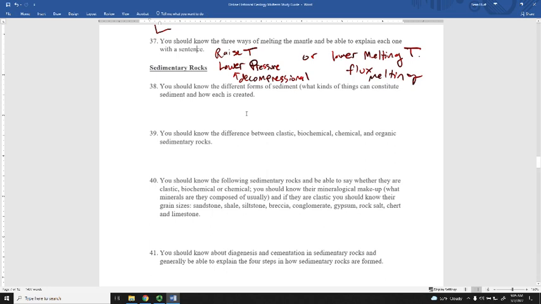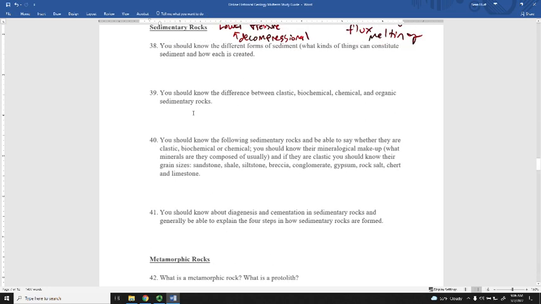Okay. Now on to sedimentary rocks. You should know the different forms of sediment and the kinds of things that can constitute sediment, and how each one is created. There are maybe 4 things that could be sediment, and each of those corresponds to a different class of sedimentary rock. So the first thing that can constitute sediment is just broken grains of mineral and rock.